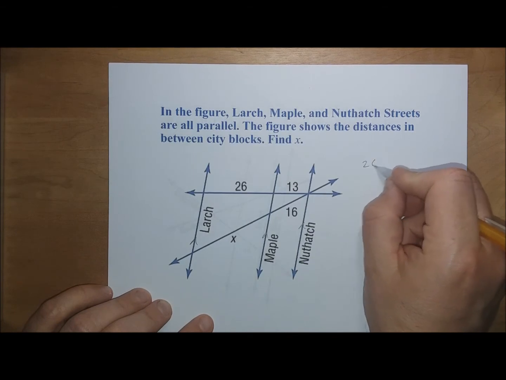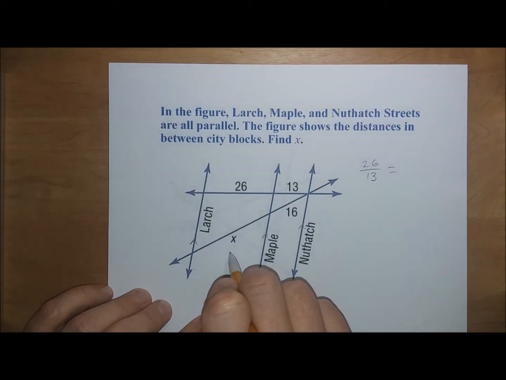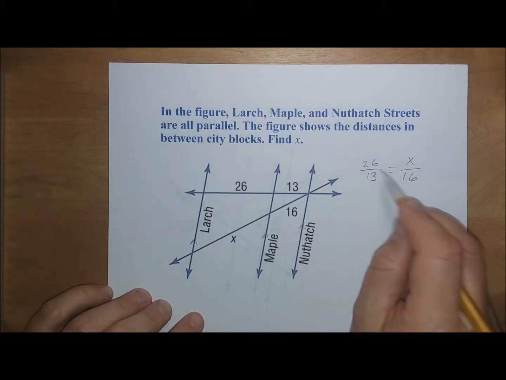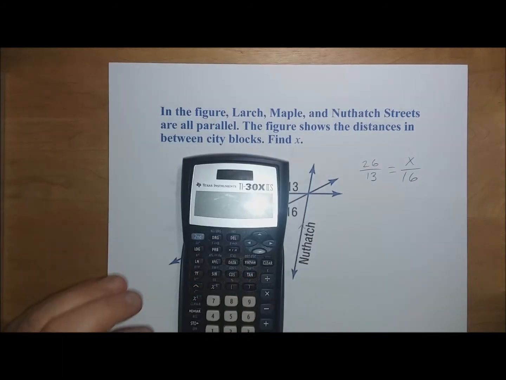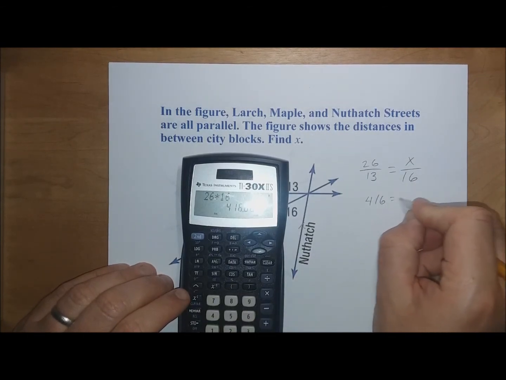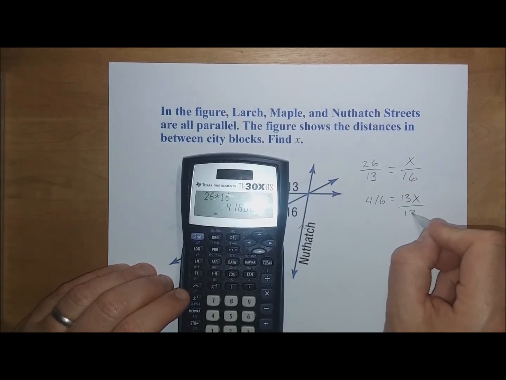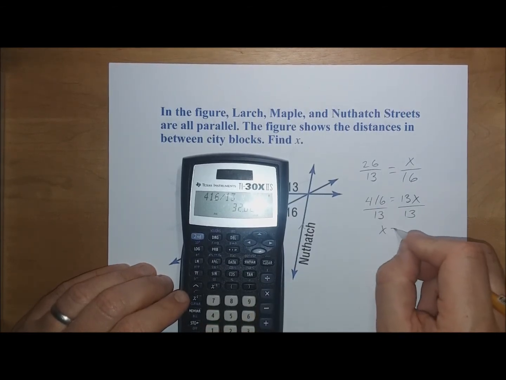In other words, 26 over 13 should equal x over 16. Now, you can do cross products here, but there might be a shortcut. I mean, you can go ahead and do cross products. You can solve these any way you want, as long as you use the properties of algebra, right? 26 times 16, so 416, equals 13x. That's my other cross. 26 times 16 equals 13 times x. And we'll divide both sides by 13. And then I'll show you the shortcut. You get x equals 32.